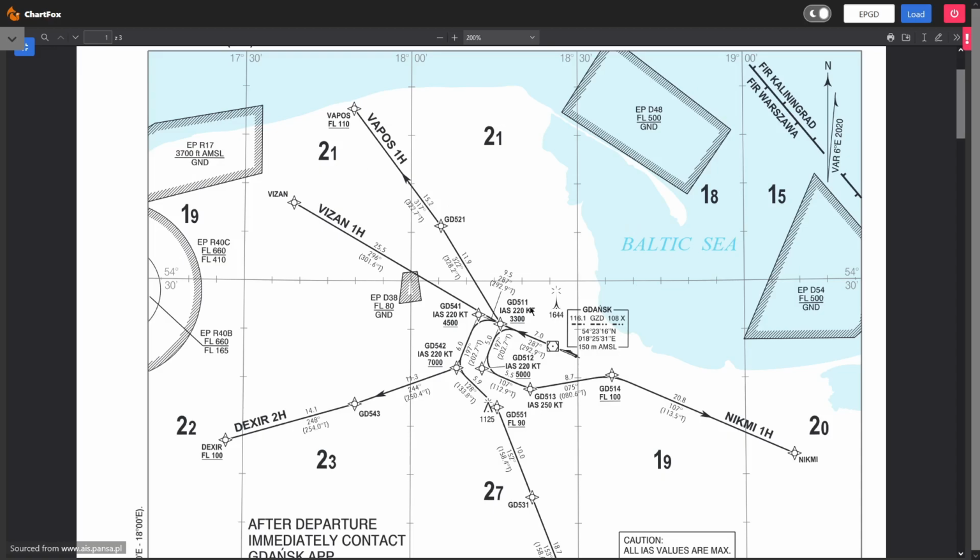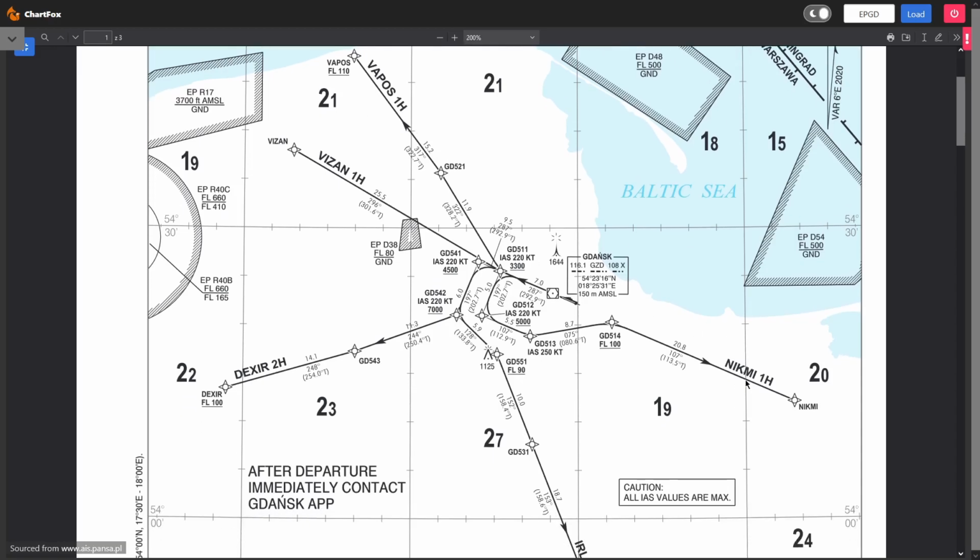So let's have a look at this Nimki 1 Hotel, barely used nowadays. You get a climb to 3,300 feet to Golf Delta 511 with a speed of 220 knots. Then you can climb to 5,000 feet, Golf Delta 512, 220 knots, Golf Delta 513, 250 knots, no altitude restrictions, and here you have Golf Delta 514, flight level 100.